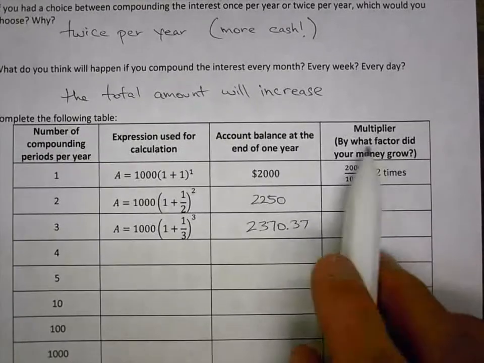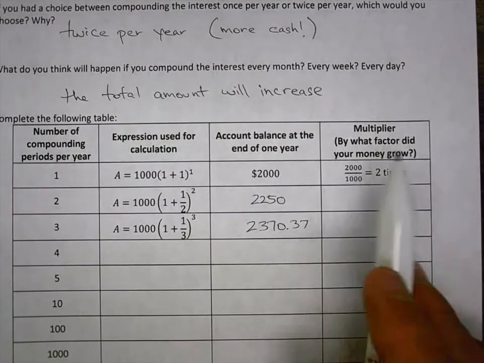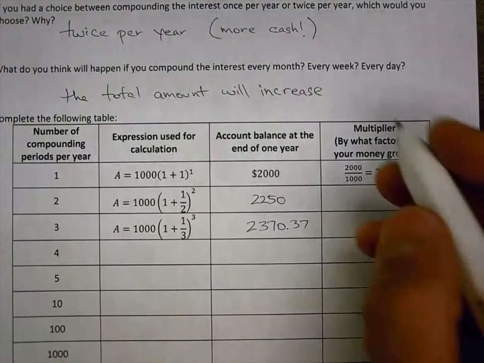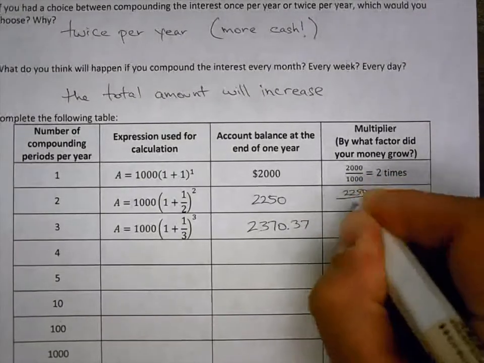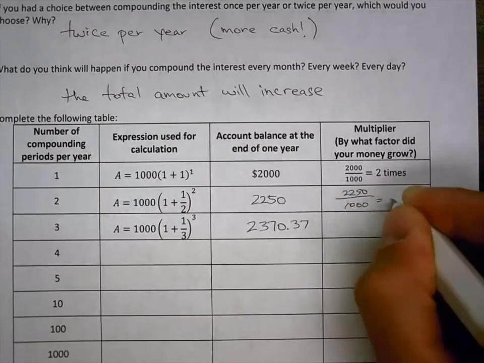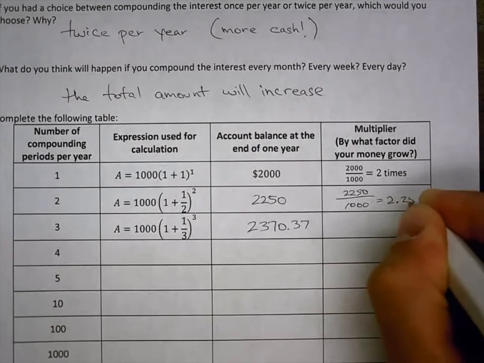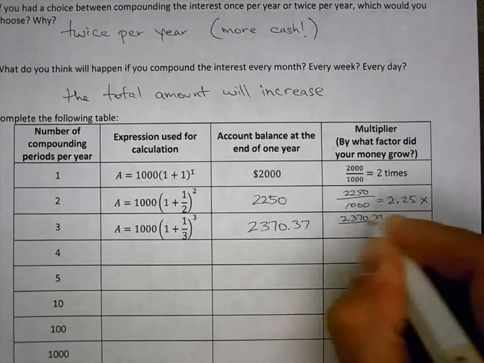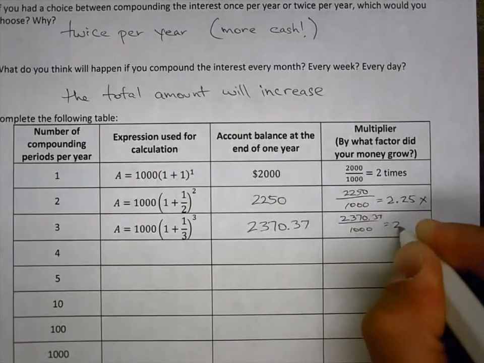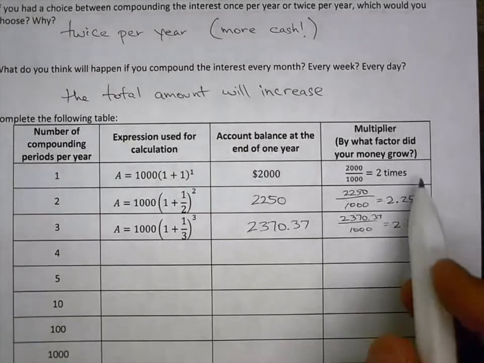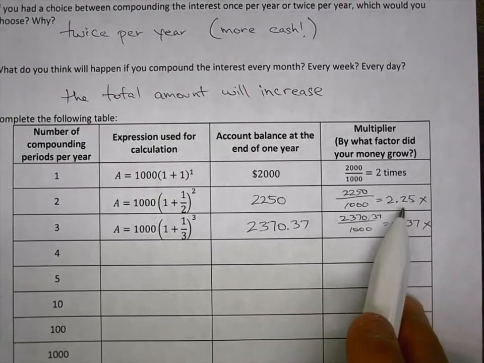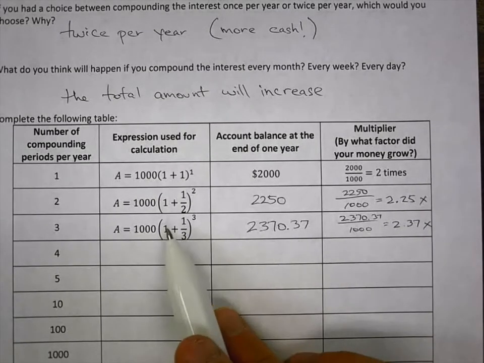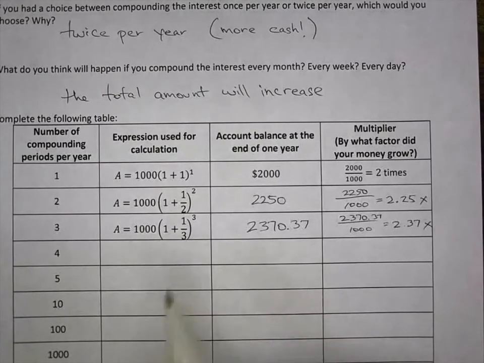I wanted you to look at the multiplier, which is how your money grew. So I have 2,000 divided by what I started with, my money doubled. In this case, I have 2250 divided by 1,000. So my money went up by 2.25 times. Here I have 2370.37 divided by 1,000. This gives me 2.37 times. So it does seem like I'm getting more. Here I have doubled my money. Here I have 2.25 times. It doesn't go up quite as much, but it's still more money to have my money compounded 3 times per year. So I'm just going to pause here and fill the rest of this in for you.